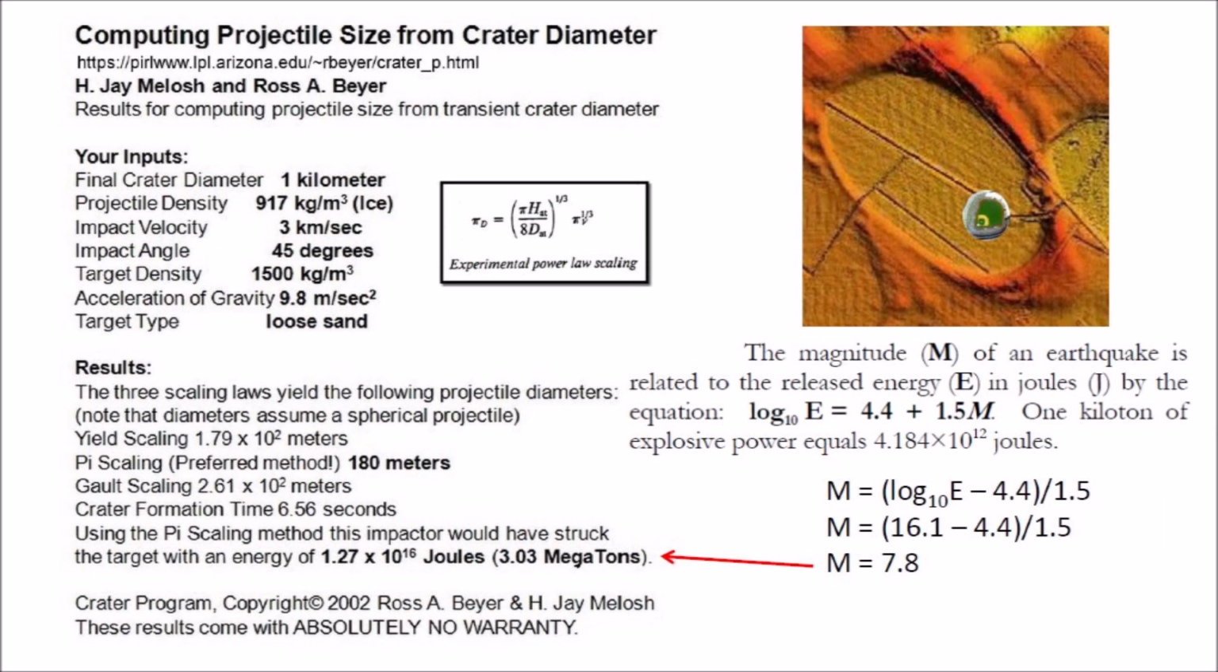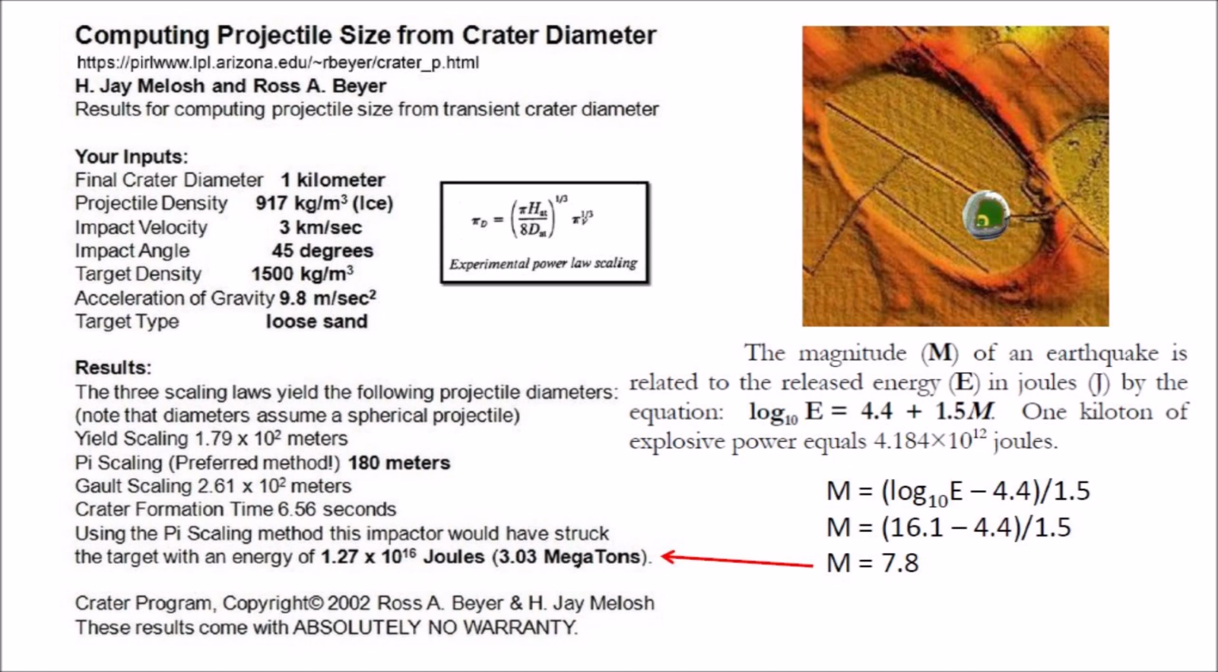The mystery of the liquefaction of the soil to create a viscous surface was solved using power laws relating energy to crater size. Professor J. Milosh and Ross Bayer developed a calculator to estimate projectile size from crater diameter. According to the program, a Carolina Bay with a diameter of 1 kilometer was made by an ice projectile measuring 180 meters in diameter, traveling at 3 kilometers per second. This ice projectile would be as big as Yankee Stadium.